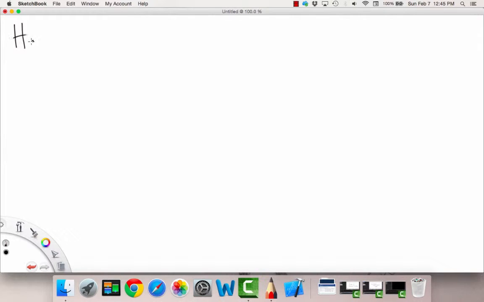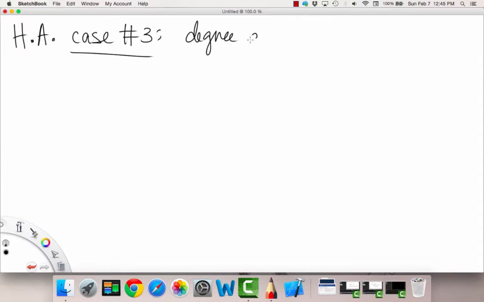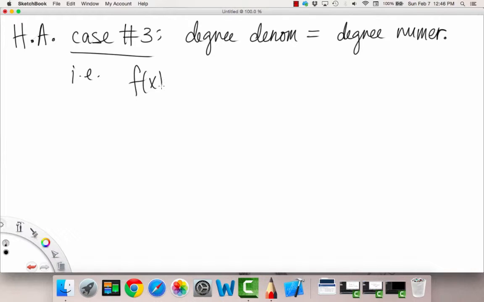Now, for case number 3 for horizontal asymptotes, you probably guessed it by now, maybe by process of elimination, this would be when the degree of the denominator is exactly equal to the degree of the numerator. And again, just a refresher, the degree just means the highest power of a polynomial. So here's an example again. Let's say f of x is equal to 3x squared plus 2 over x squared plus 4x minus 5.